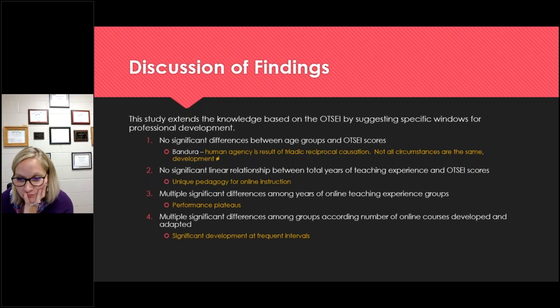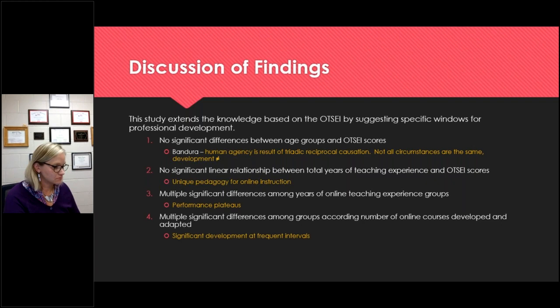Web-based course structure was actually significantly improved at each interval. So 0 to 3 courses, 4 to 6, 7 to 10, and greater than 10. And then course content migration, again, was significant at greater than 10 courses, which again is a logical assumption because anything that you have done greater than 10 times is likely to be something that you're pretty adept at.